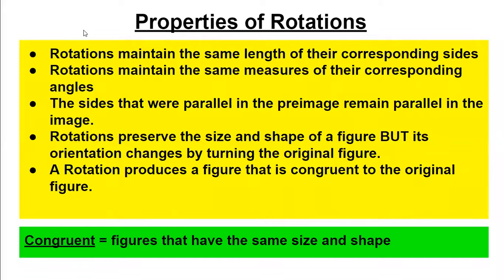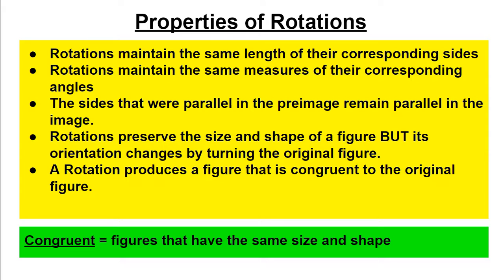Okay, let's go on to the properties of rotation. It's very similar to what we talked about in the other two videos, properties of translations and properties of reflections. So rotations will maintain the same length of their corresponding sides. Rotations will maintain the same measures of their corresponding angles. The sides that were parallel in the pre-image will remain parallel in the image.